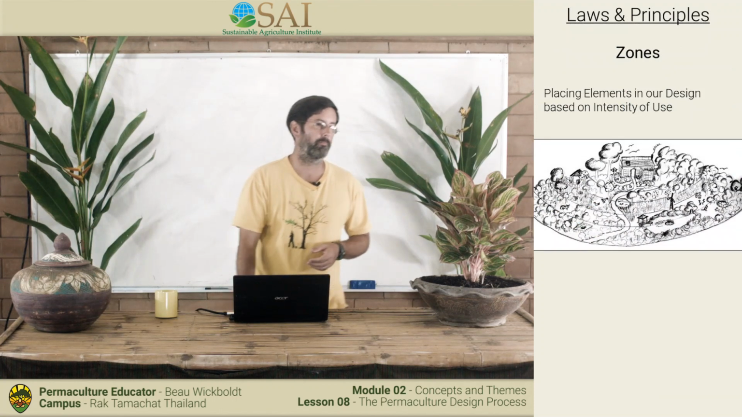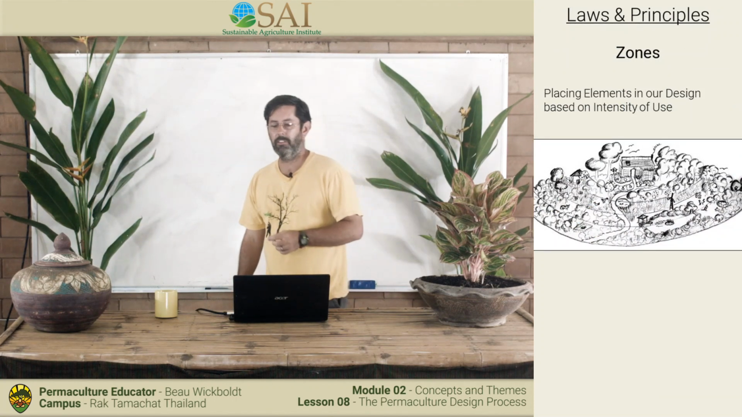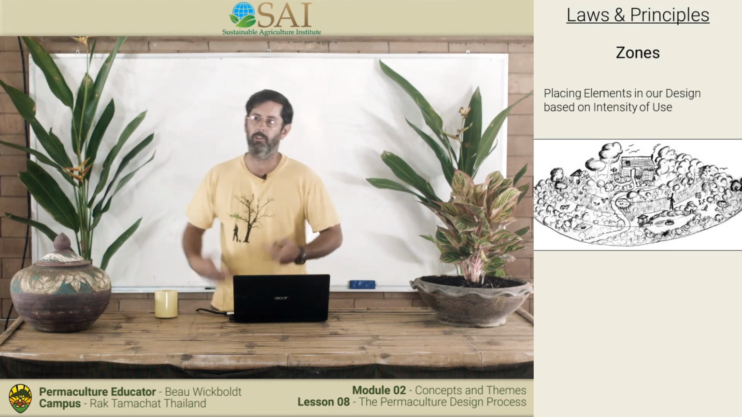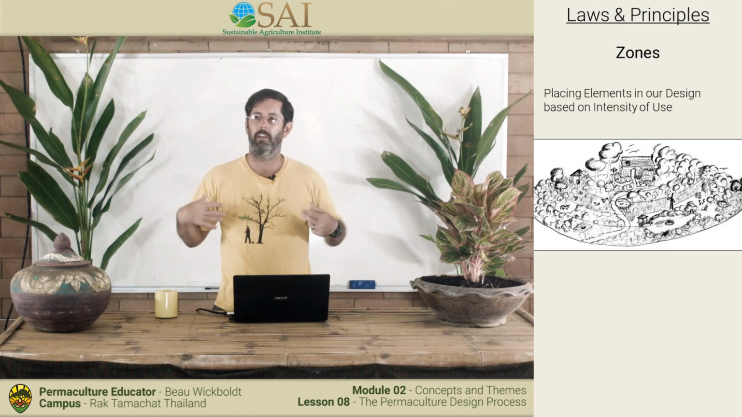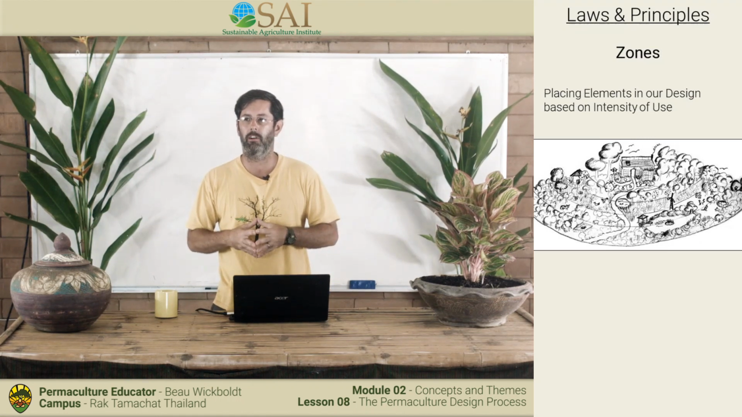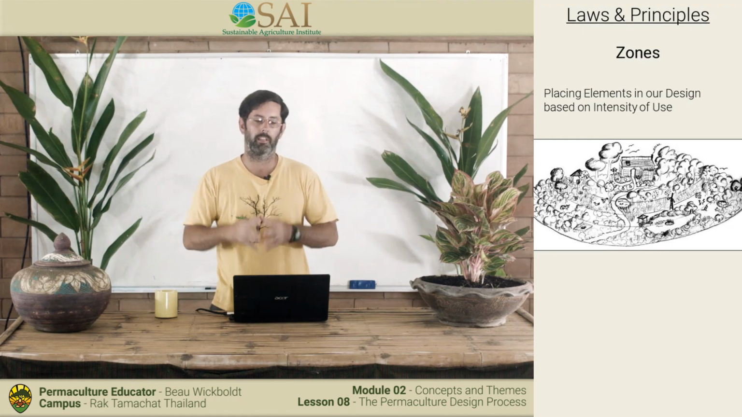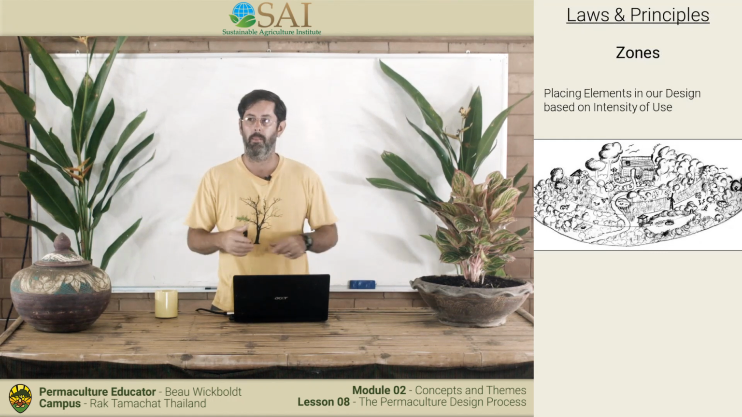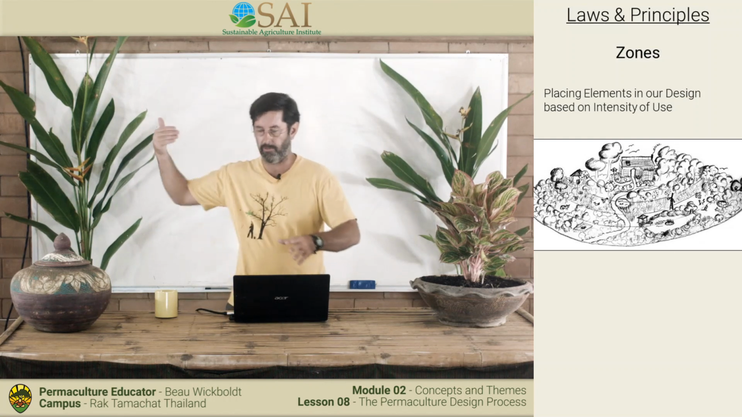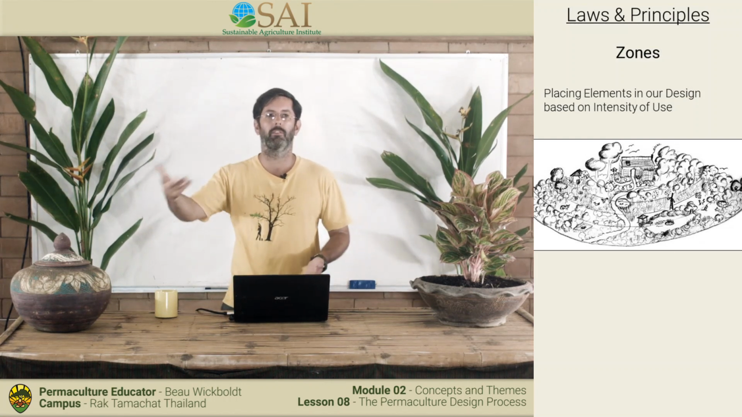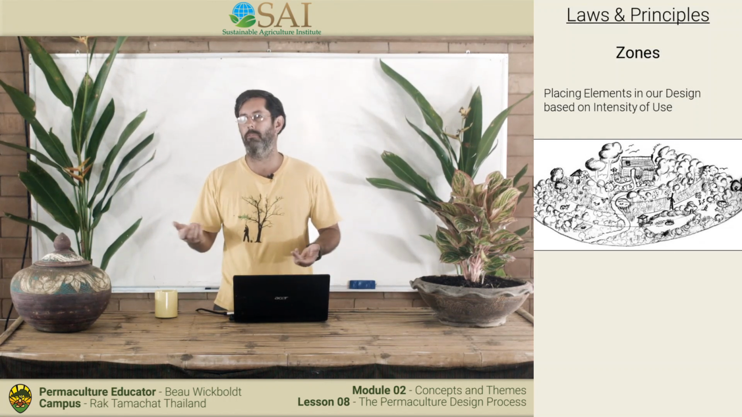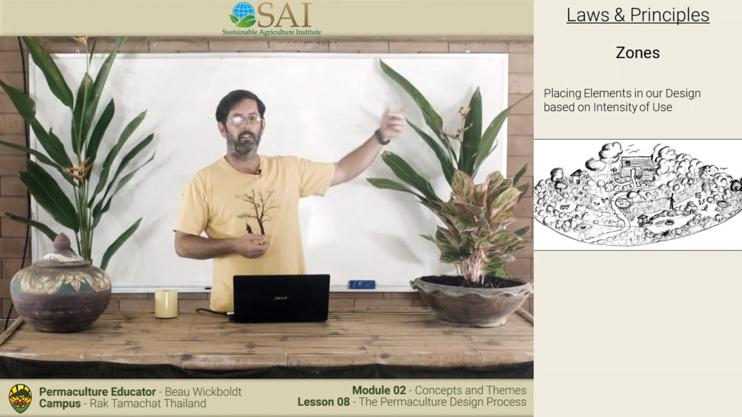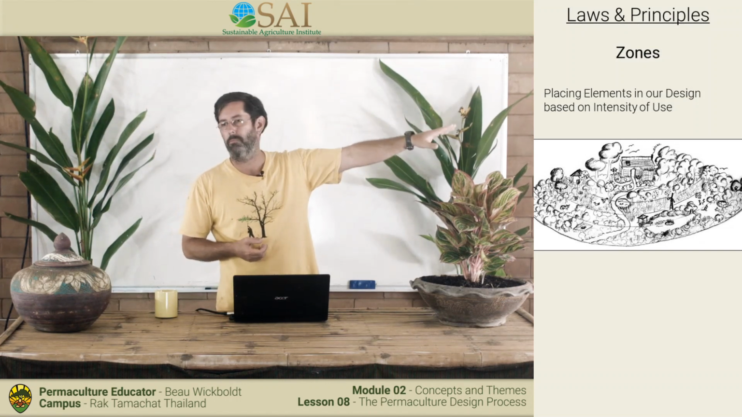So, zoning. Place elements in your design based on the intensity of your use. Remember, here's our house. The elements I use every day, like my kitchen garden, things I'm going to interact with daily, I put very close to my door. Things that I'm going to use less, I put further away. I don't need to interact with them. If I don't go to see them, it's okay. The pond's not going to go away. I don't need to go check on it. So the pond can be further away, you know.